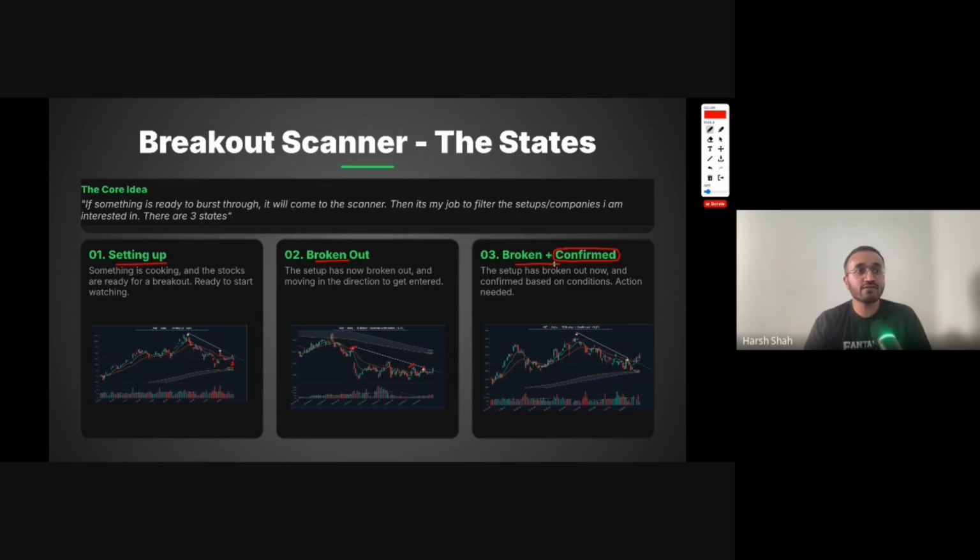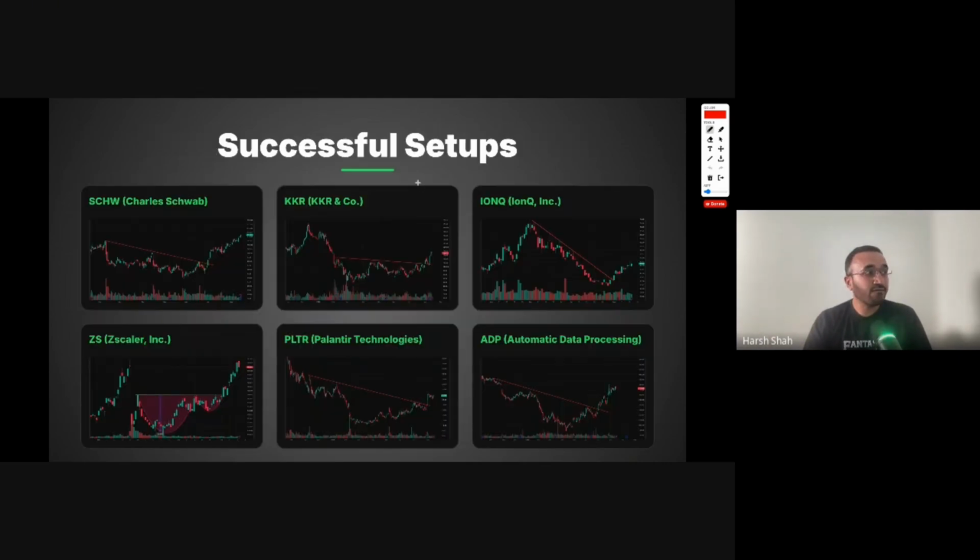And then the setup eventually graduates into the broken plus confirm bucket. Since then, I have taken many setups and I have been sharing the setups on Instagram as and when I find them. So these were some of the setups that I already took. Don't go too heavy. Position management is very important.